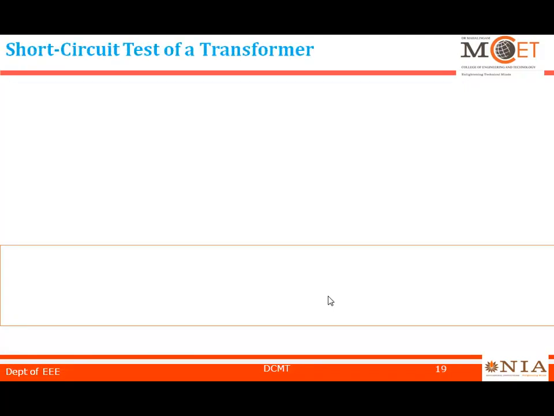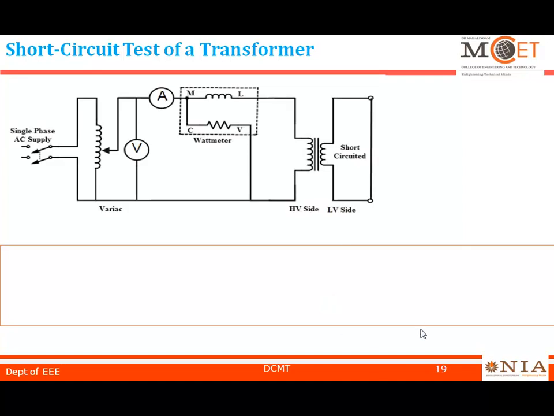Next we are going to learn about the short circuit test. A short circuit test of a transformer is mainly conducted to find the copper losses. This is the circuit diagram of a short circuit test. In this, the secondary side is short circuited. Remember this, once again I repeat, in the short circuit test of a transformer, the secondary is short circuited, and we are going to work on the primary side, the high voltage side. When conducting this experiment, the secondary or low voltage side should be short circuited.